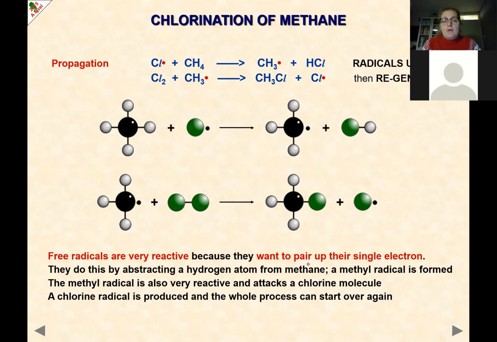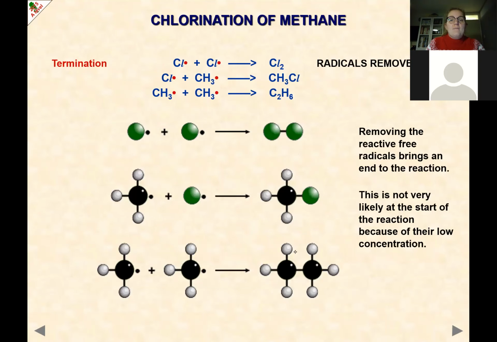So it's cyclical. So we've got a chlorine radical, joins with methane, we make a methyl radical. Methyl radical reacts with chlorine, that makes chlorine radical, and it just goes again and again. So radicals are used and then they are regenerated constantly. So that is how this works, this chlorination.